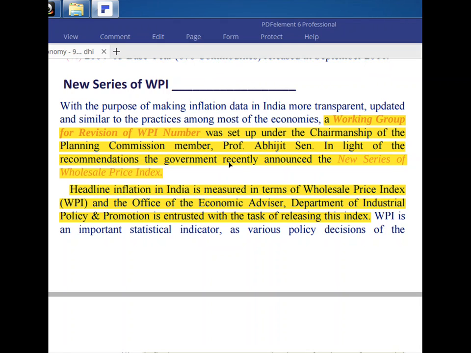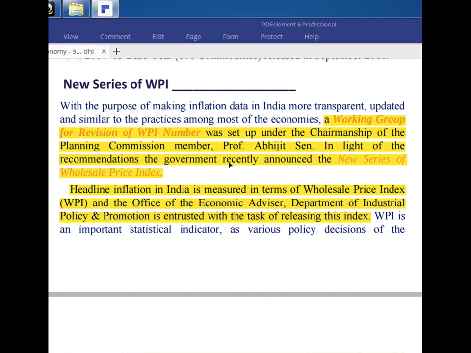Headline inflation. Headline inflation in India is measured in terms of the wholesale price index, WPI, and the Office of the Economic Adviser, Department of Industrial Policy and Promotion, is entrusted with the task of releasing this index.